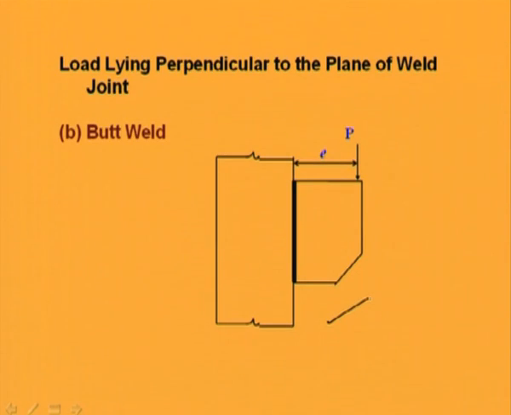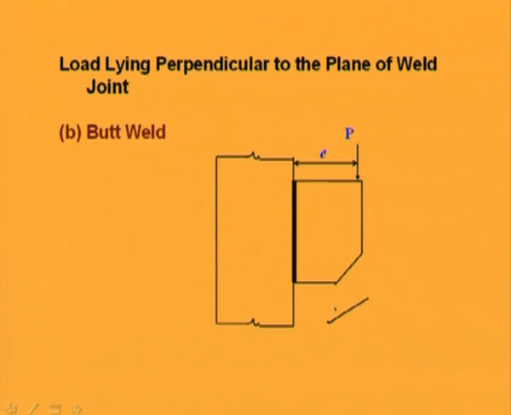Now, we will go for butt weld. Butt weld basically depends on the penetration, the type of penetration, means how much penetration we are going to give. On that basis we have to find out the size of butt weld and other things. Okay. So, butt weld is used generally when the load is lying perpendicular to the plane of weld joint. That means if it shows like this. So, in that case we can design the joint as a butt weld.